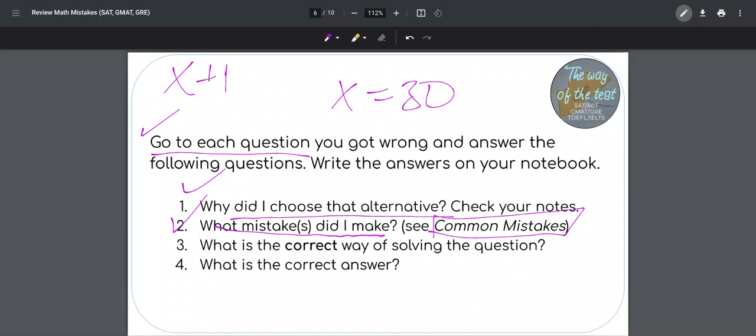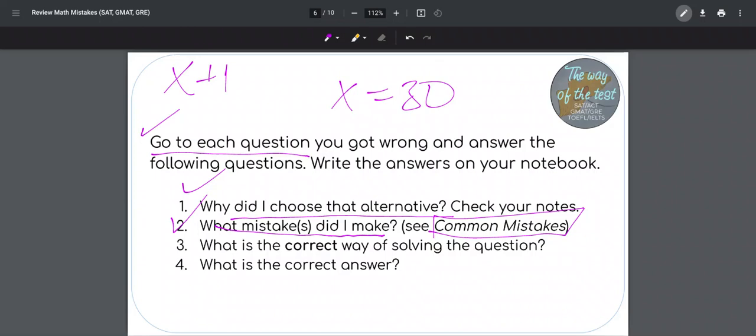And you may think to yourself, I didn't make a mistake, I just didn't read the question correctly. Well, not reading the question correctly is a mistake. So whatever prevents you from getting the right answer is a mistake. So what you're going to do is write down the mistake that you made.